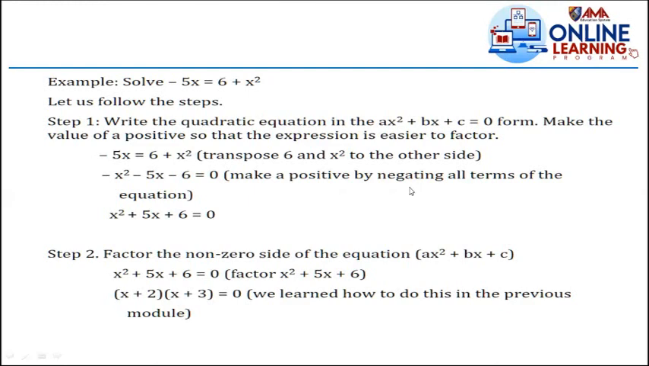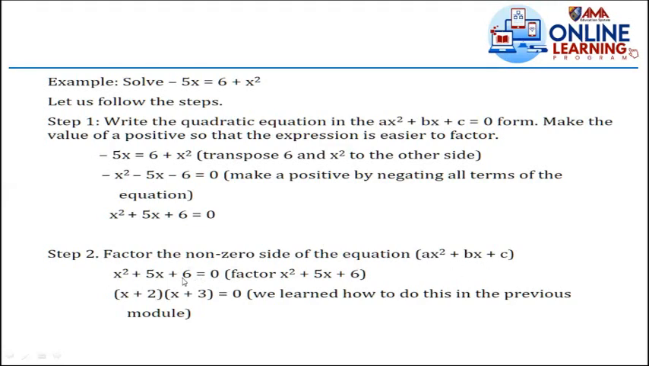Make a positive by negating all terms of the equation. So lahat po dito is negative siya. Ang gagawin po natin, we're going to negate or i-multiply natin the whole equation by negative. So pag naging negative na, this will be our equation. Lahat po naging positive. x squared plus 5x plus 6 is equal to 0. Okay? Step number 2, factor the non-zero side of the equation, ax squared plus bx plus constant.